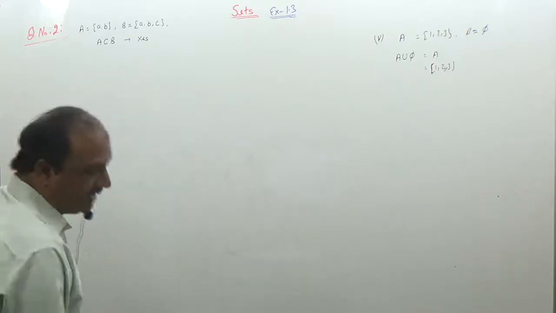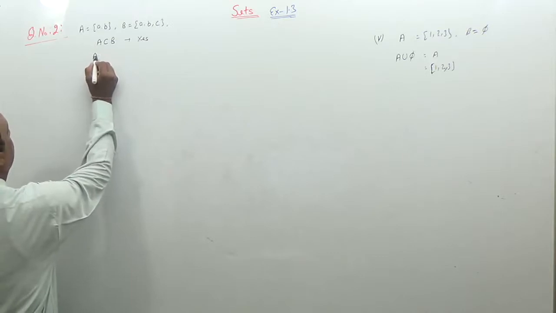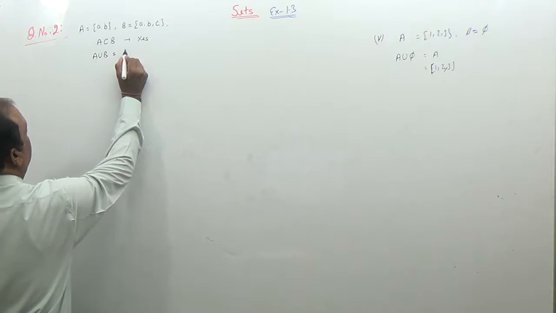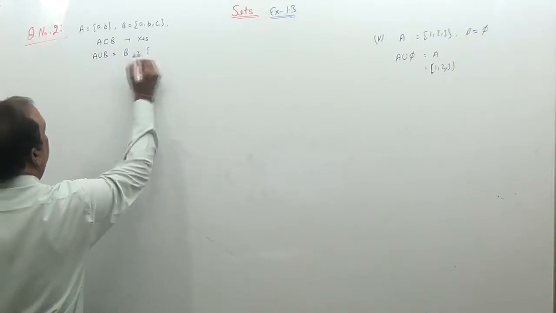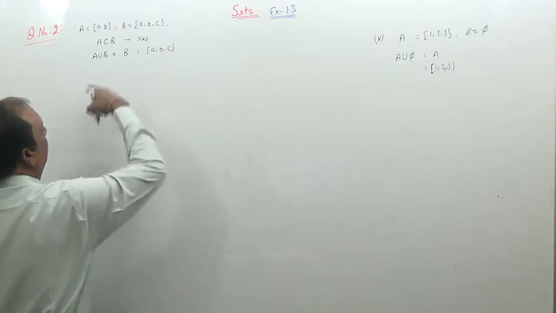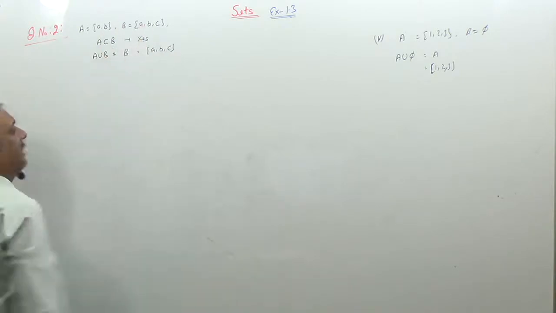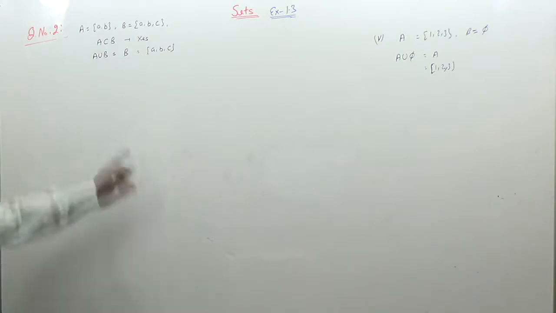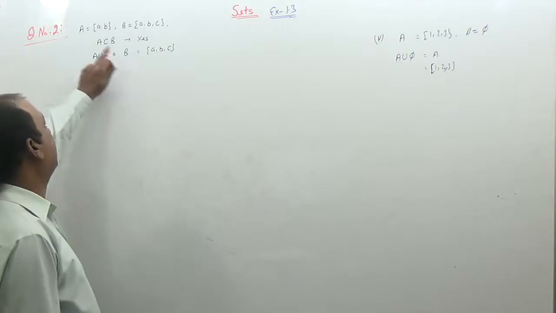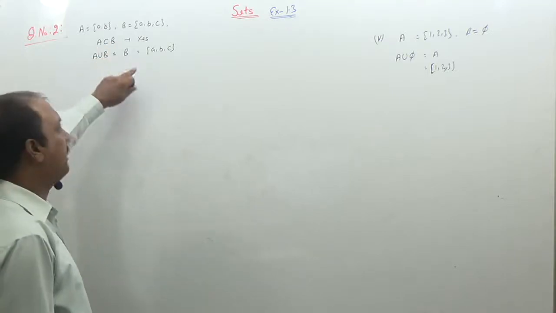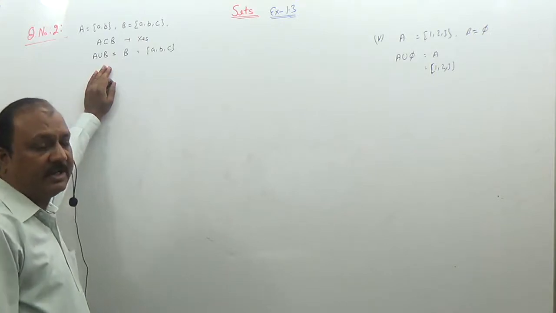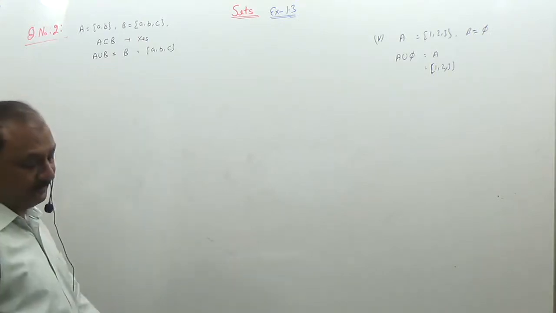Second is, what is A union B? A union B is equal to B. Why? Because when we take their union, there are the elements a, b and c, which contain all elements of A as well as B. So we can say that A union B is equal to B. So there is a property that if set A is a subset of B, then A union B is always equal to B.